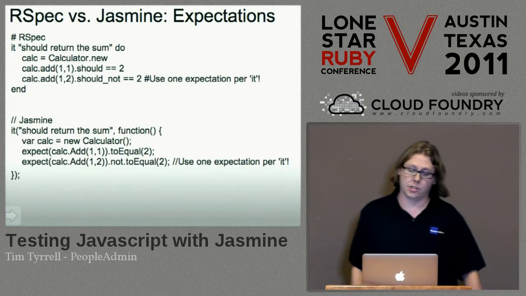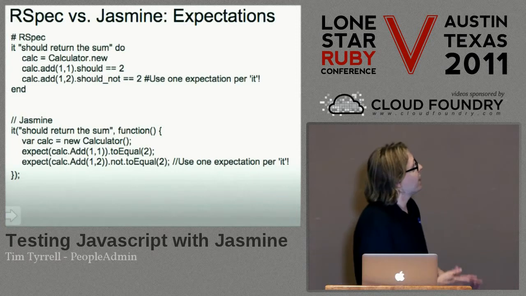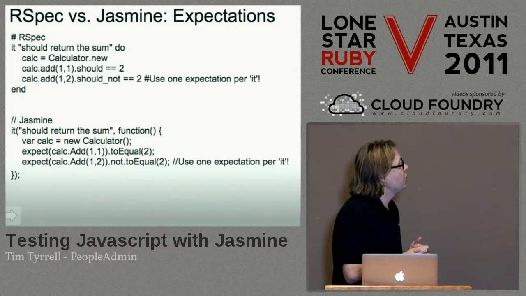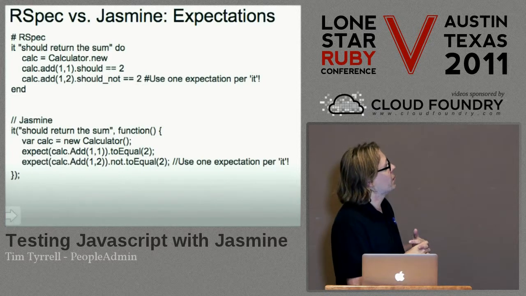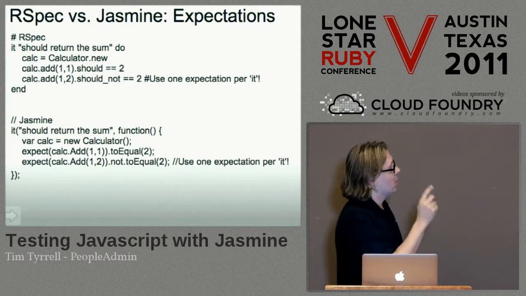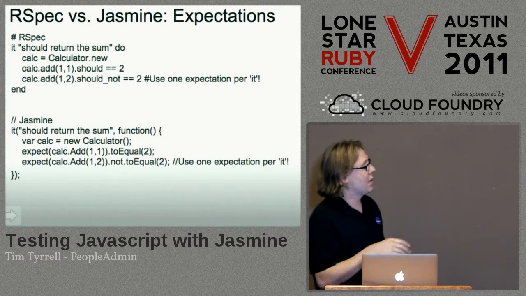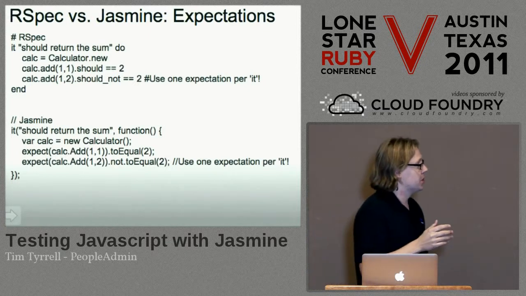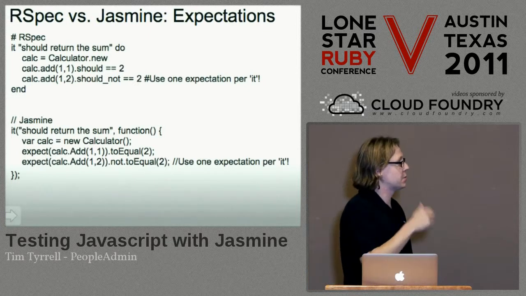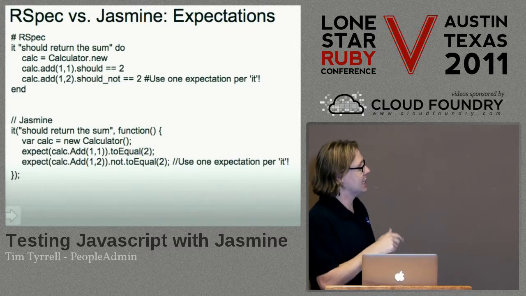Here are some different types of matchers. You'll see that with RSpec at the top, you have your object, you call stuff on it, .should, and you can use underscore not to negate things. With Jasmine, everything is based off the expect. So you chain everything off there. If you want to negate it, it's expect dot not dot to equal.